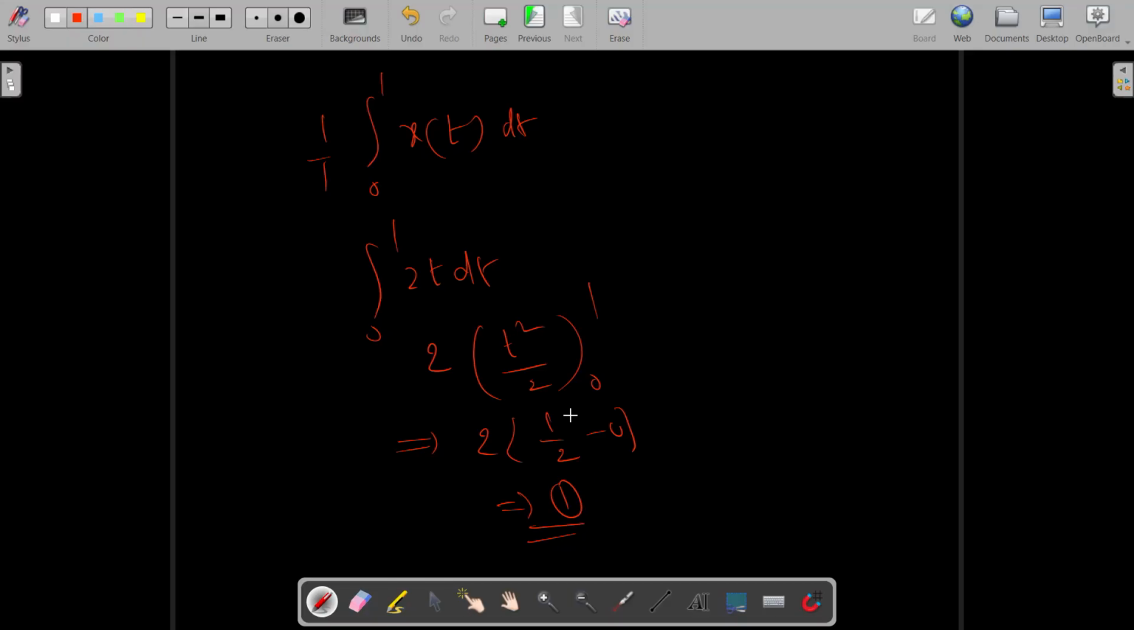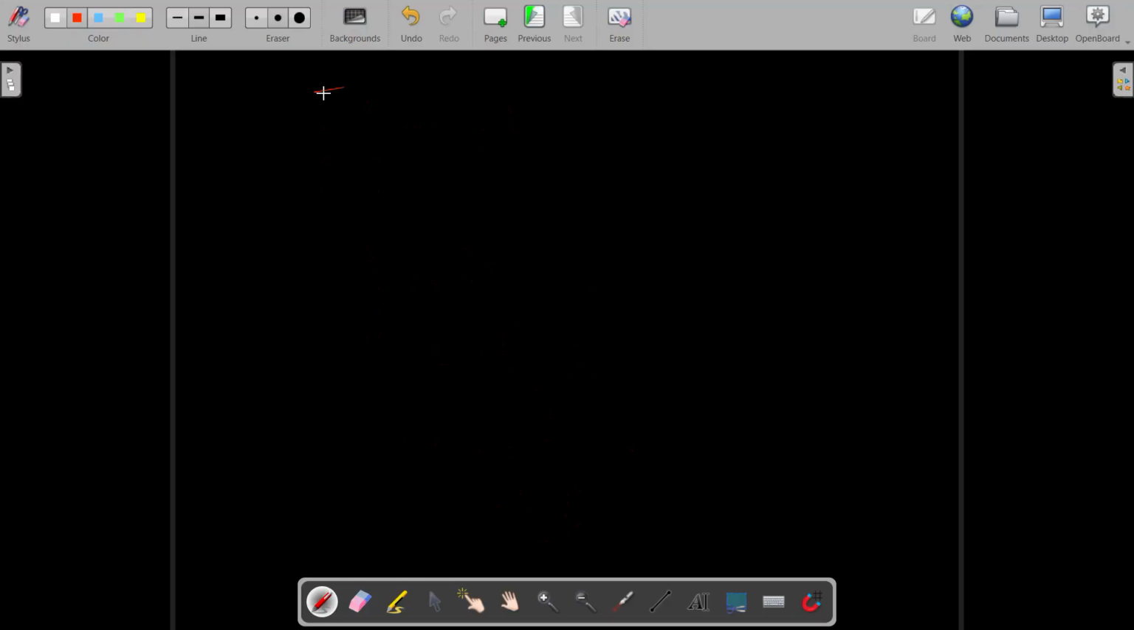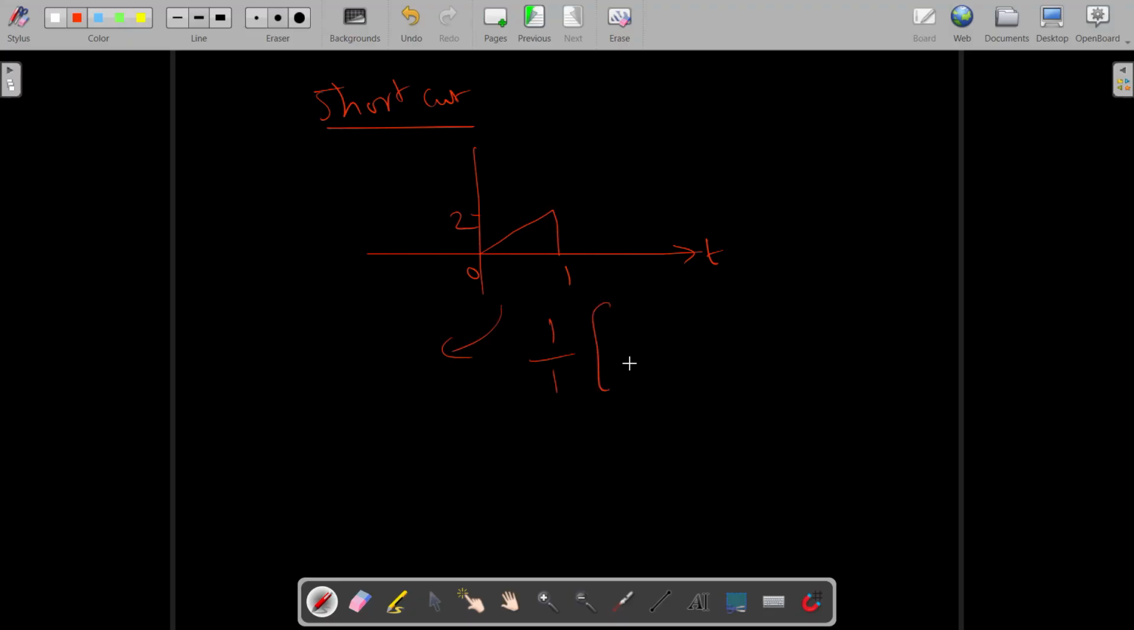So let us try to solve the same using a shortcut method. Shortcut. So what is it that we have here? This is what we have, right? This is 0, this is 1, this is 2. This is t. We need to get the average value for this. So what is the formula? We have 1 by 1 into the area under one time period. What is the area for this? The area is nothing but 1 by 2 into width into height, right? L into b. So this is 1 by 2 into 1 into 2. Therefore this is going to be 1.